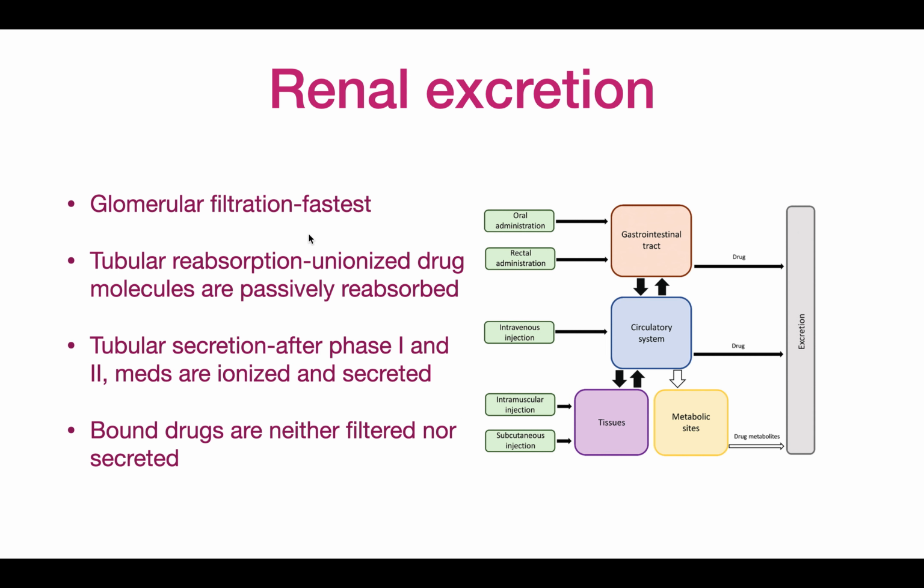So glomerular filtration is going to be the fastest in the renal excretion process. In the tubular reabsorption process, the unionized drugs are going to be reabsorbed, while in tubular secretion, the meds are going to be ionized and secreted. So we want them to be ionized and secreted. Bound drugs are neither filtered nor secreted, so those are going to just stay in the system.